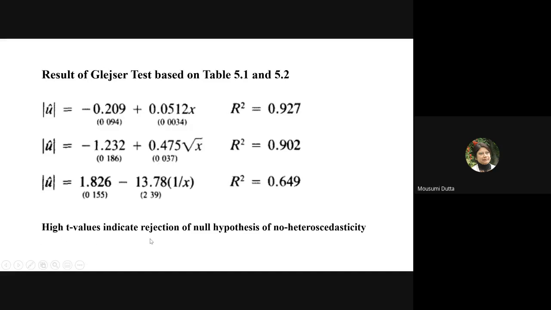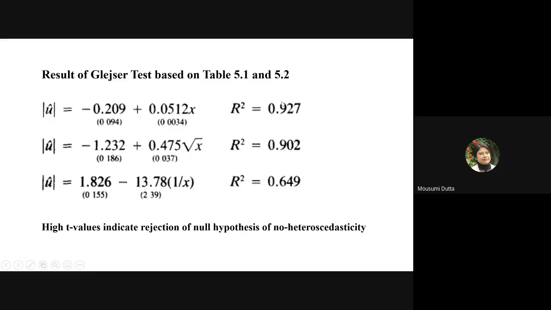High t values indicate rejection of the null hypothesis. High t values mean the residual is related to x. Residual is related to root x. Residual is related to 1 upon x. So, there is some relationship between x, root x, 1 upon x with these residuals. Hence, you have to reject the null hypothesis of no heteroscedasticity.